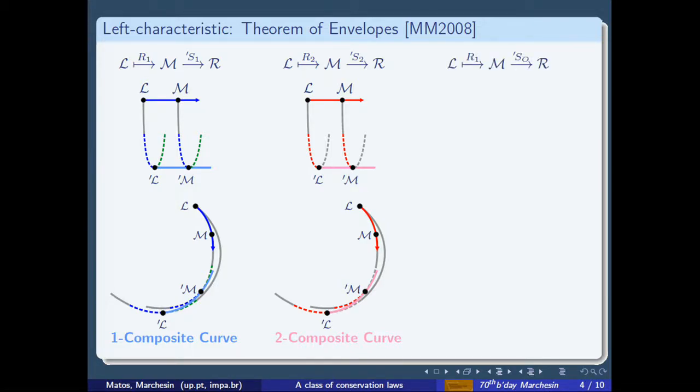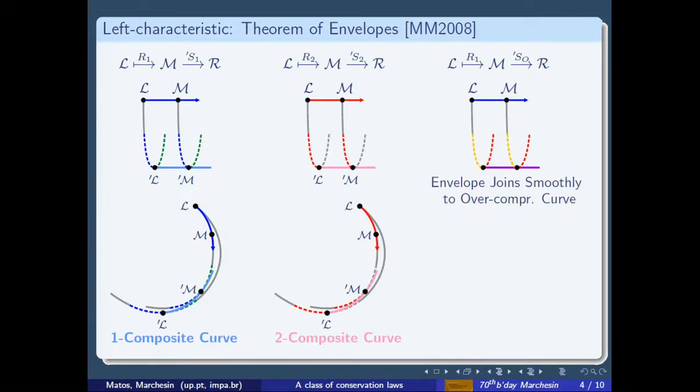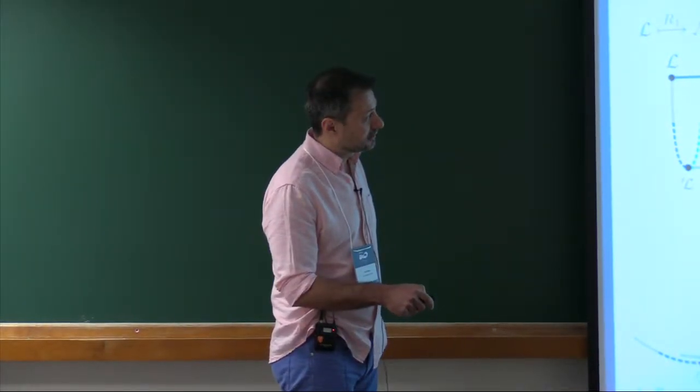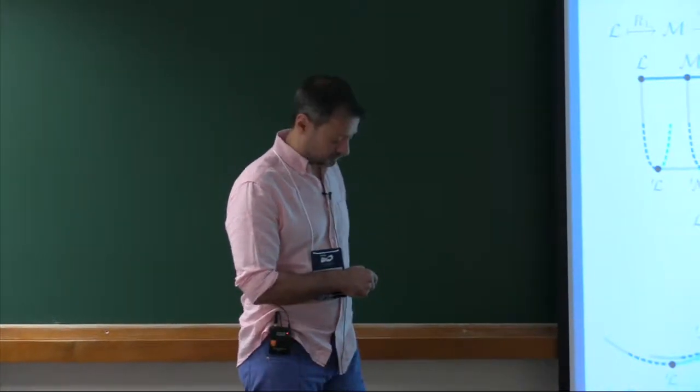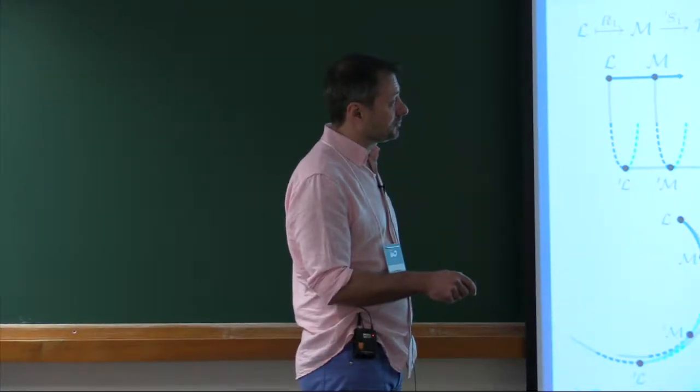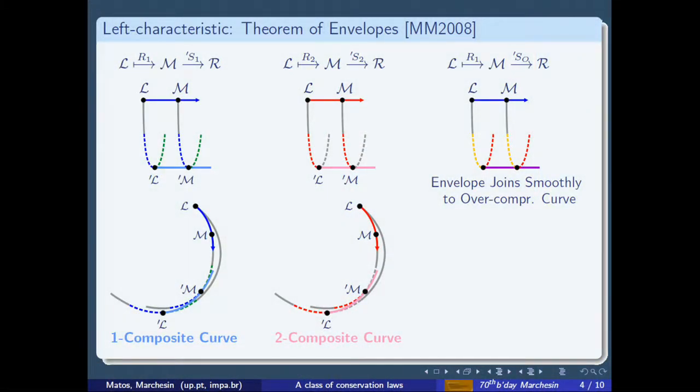Well, but we have a third case of left characteristic shocks with viscous profile. That is an overcompressive one. Well, in this case, we have an envelope of the Hugoniots, and they join smoothly with the overcompressive part, and with the two shock part, it forms a cusp. There is another thing.